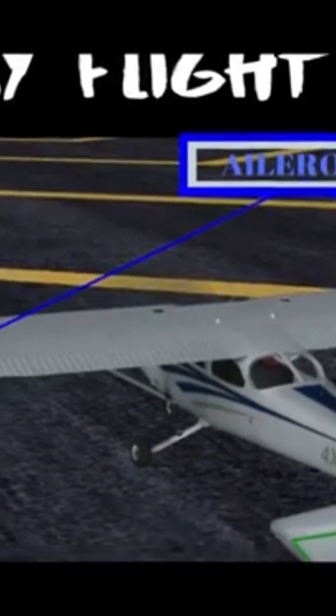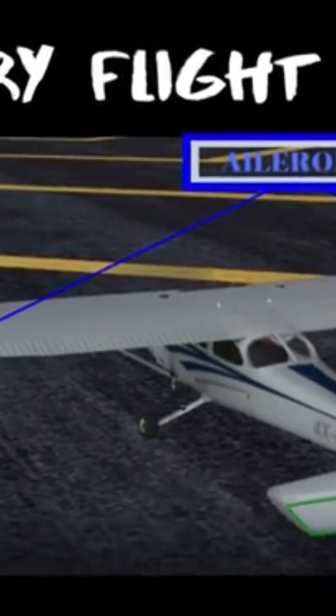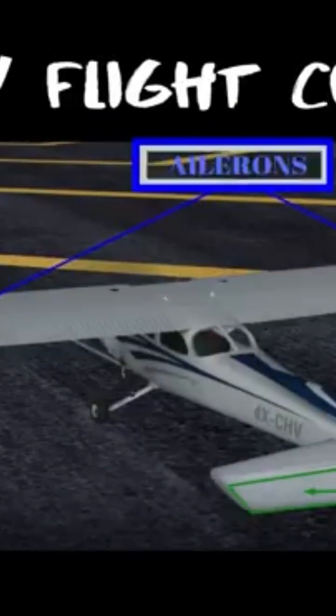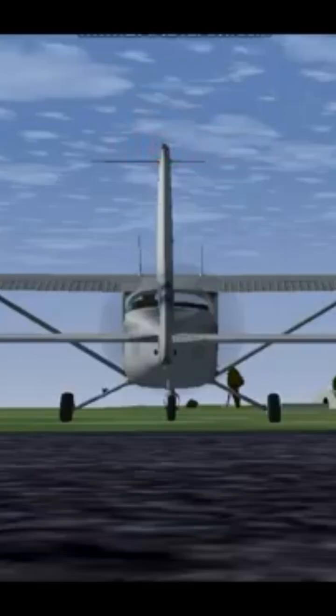Let's start with ailerons. Why ailerons? Because it will be easy later, believe me. And also because it will be in alphabetical order. Anyways, the ailerons are the flight control surfaces at the outboard trailing edge of each wing and move in opposite directions from each other. If one side goes up, then the other side will go down, and vice versa.